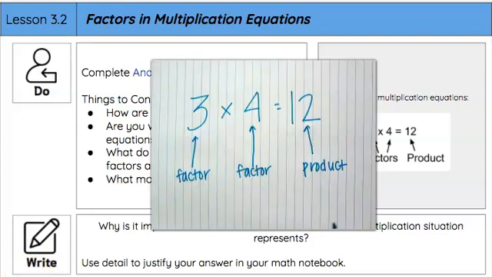I also quickly want to go over some vocabulary. The word product refers to the answer to a multiplication problem. So in the equation 3 times 4 equals 12, our product, our answer, is 12. 3 and 4 are both our factors. Our factors are what go into our product. They're what multiply together to get our product. Can you think of factors and products in your own equation?